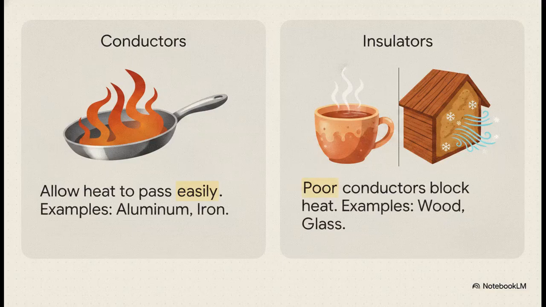Now, materials that let this heat pass through them easily, we call those good conductors. Metals, like aluminum and iron, are fantastic conductors, which is exactly why your kitchen cooking pans are made out of metal. But on the flip side, materials that block heat are called insulators. Things like wood, glass, and clay are just really poor conductors. And actually, that's why we drink really hot tea out of clay or porcelain cups. They insulate the heat so you don't burn your hands. It's also why wooden houses are so effective at blocking that freezing winter cold from getting inside.